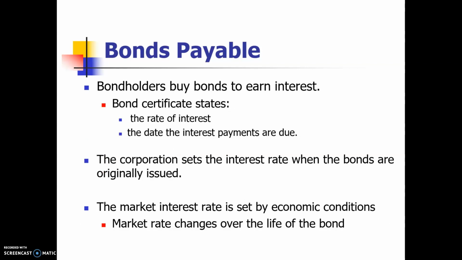And so the reason why somebody would buy bonds is that they earn interest. And so the bond certificate is going to show the rate of interest that we are paying and when the interest payments are due. It's pretty common for interest to be paid semi-annually, every 6 months. And so when we issue the bonds, the corporation sets the interest rate. And we're saying this is going to be a long-term liability, so maybe it's a 5-year bond, a 10-year bond, right? The interest rate changes as things happen in the economy.